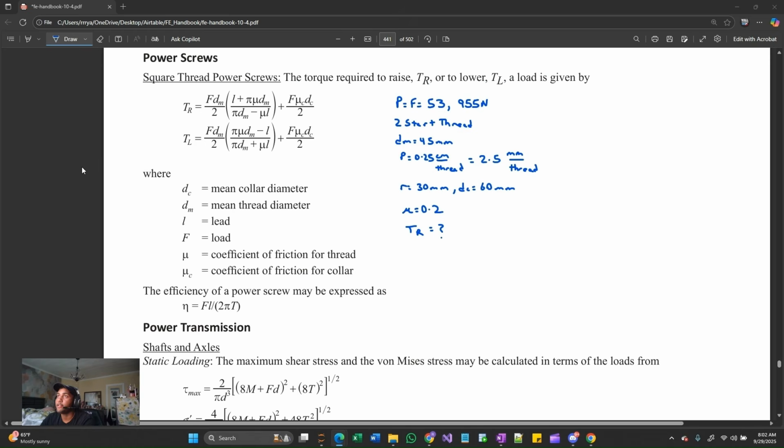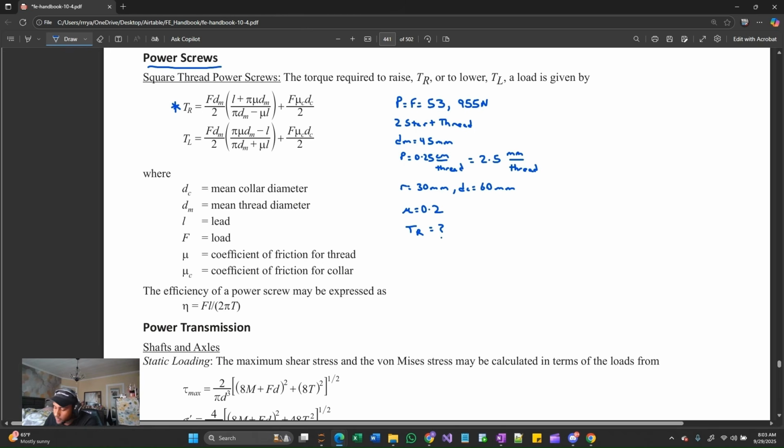All right, so on page 435 of the FE reference manual, version 410, you can see there is some information on power screws, and that's what we have in our scenario. So that is the square thread power screw, and you can see the torque required to raise the load. This is the relevant equation that we have.